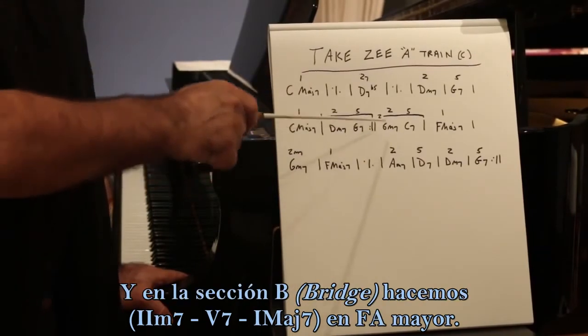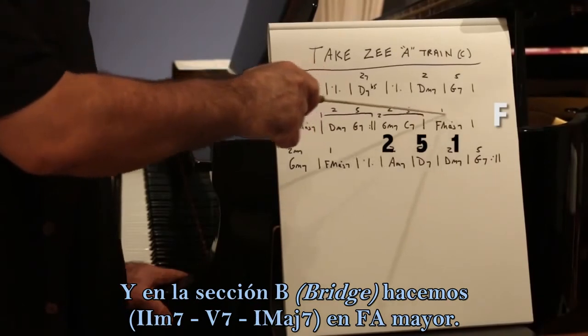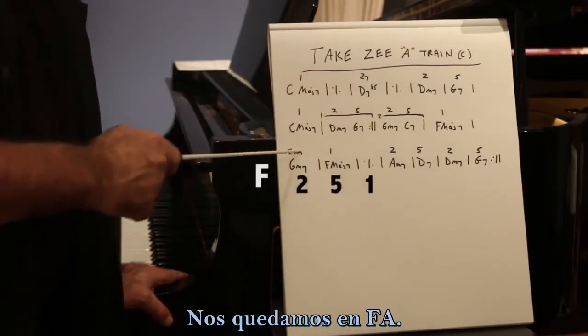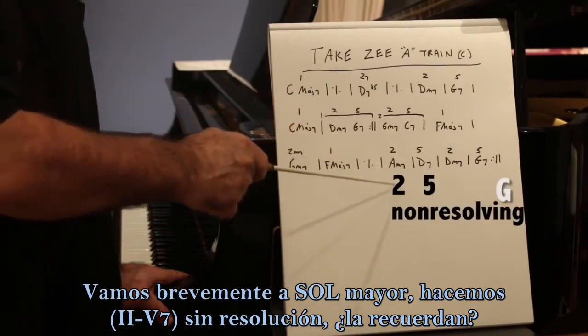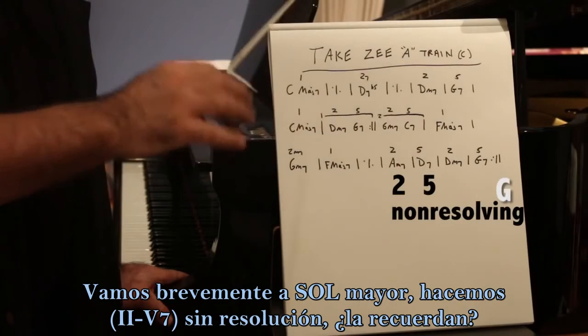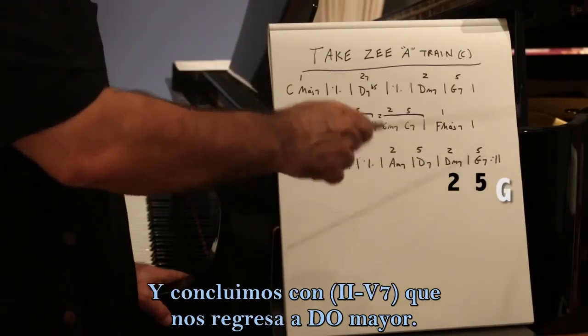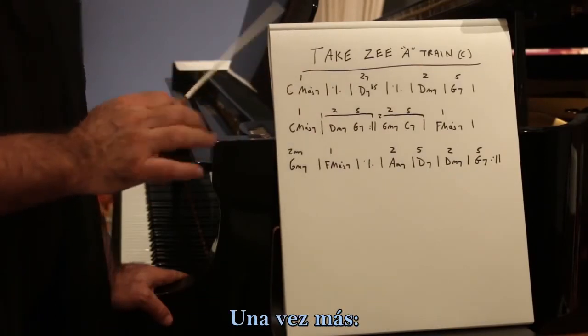And then the bridge, we go to F with a 2 minor 7, 5 7, 1 major 7 progression in F here. And then it stays in F, goes briefly to G, 2 minor 7, 5 7 non-resolving, remember that one? And it ends with a 2-5 progression that leads us right back to a C major 7. I'll go through that again.